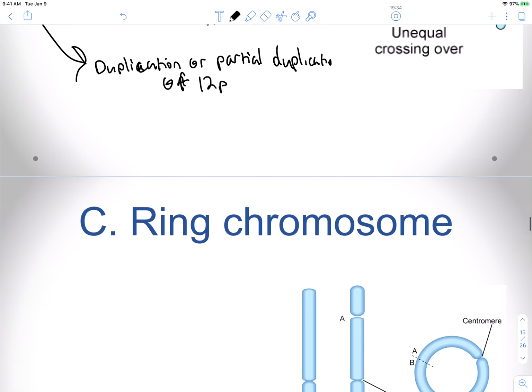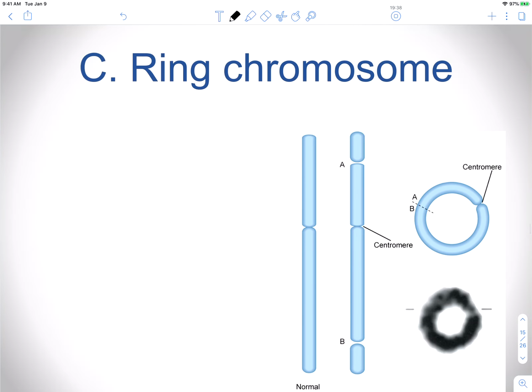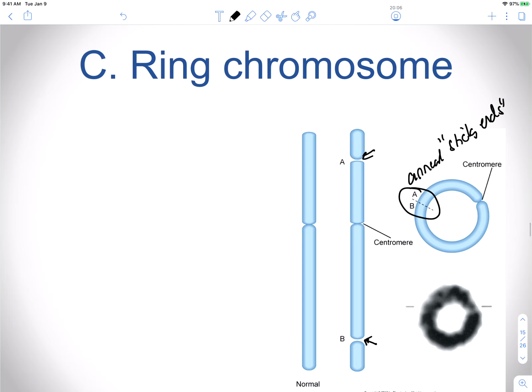Okay, so another thing that can happen, which would be unbalanced, is when you form a ring chromosome. So a portion of a chromosome forms a ring when it has broken off and it has what are called sticky ends. And so the sticky ends like to attach to each other. So here we have our A and here we have our B, and so they come together and they anneal with sticky ends. And you still have here your centromere. Your centromere is still there. But what you're missing are, of course, your telomeres. So you lose your telomeres.